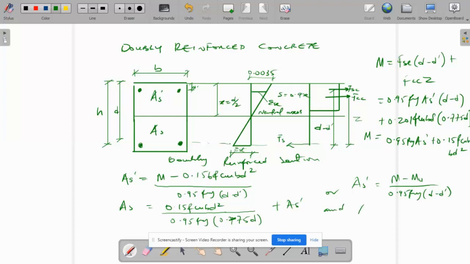And our As will be equal to M ultimate over 0.95 fy Zu, plus As prime, where M ultimate we know is equal to 0.156 fcu b d squared, and Z ultimate is equal to 0.775d.